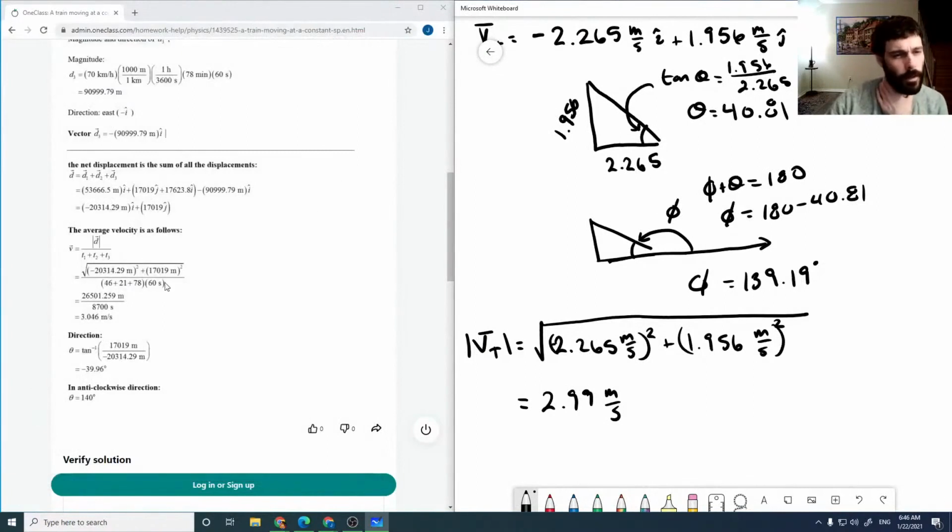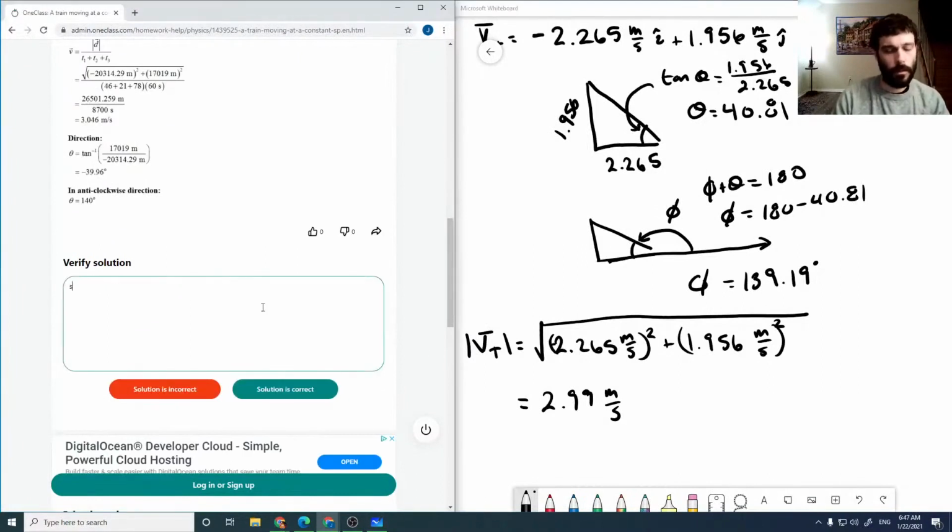Which, if we compare to what they found here, about 3, that must just be rounding differences. And the theta, in their anti-clockwise theta from east, they got was 140 degrees. We got 139. So again, I assume that's just rounding differences. So that looks good.